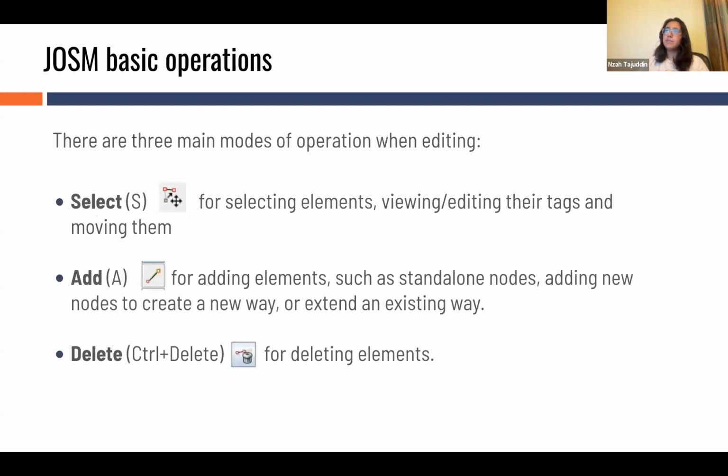So there are three main modes of operating when editing. The first is select, for selecting elements, viewing and editing their tags, and moving them. Another one is add, for adding elements such as standalone nodes, adding new nodes to create a new way, or extending an existing way. A way can, for example, be a highway. There's also delete, using Control Delete for deleting elements. You typically don't want to delete elements as much, especially since there are a lot of tools in JOSM that you can use to fix any elements that other people have used, to preserve the history of the item.